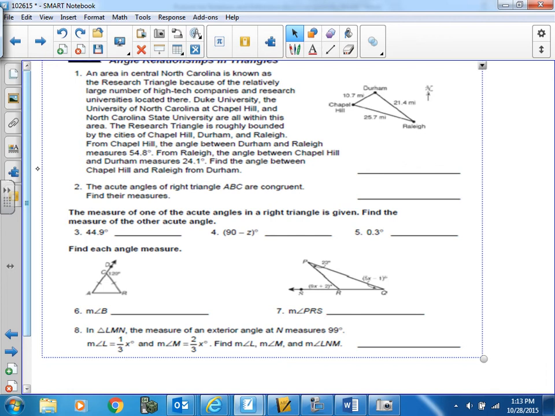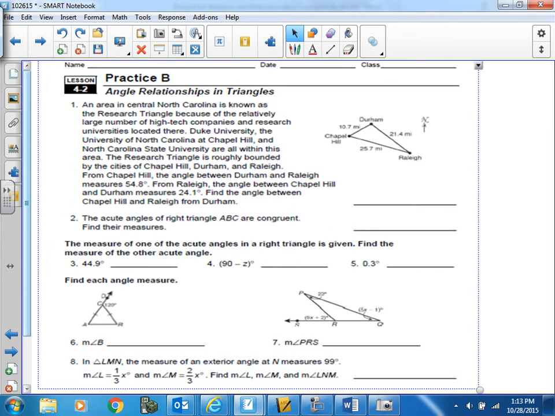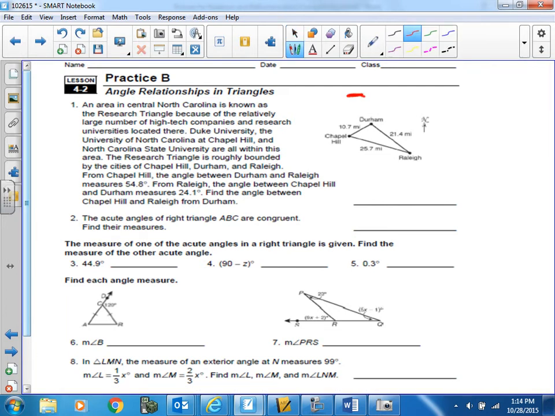A little bit more difficult, but still doable. So you need to read this very carefully. I'm going to read it just so we get a good sense of what's going on. An area in central North Carolina is known as the Research Triangle because of the relatively large number of high-tech companies and research universities located there. So we're referring to this diagram over here. Duke University, the University of North Carolina, Chapel Hill, and North Carolina State University are all within this area. The Research Triangle is roughly bounded by the cities of Chapel Hill, Durham, and Raleigh.